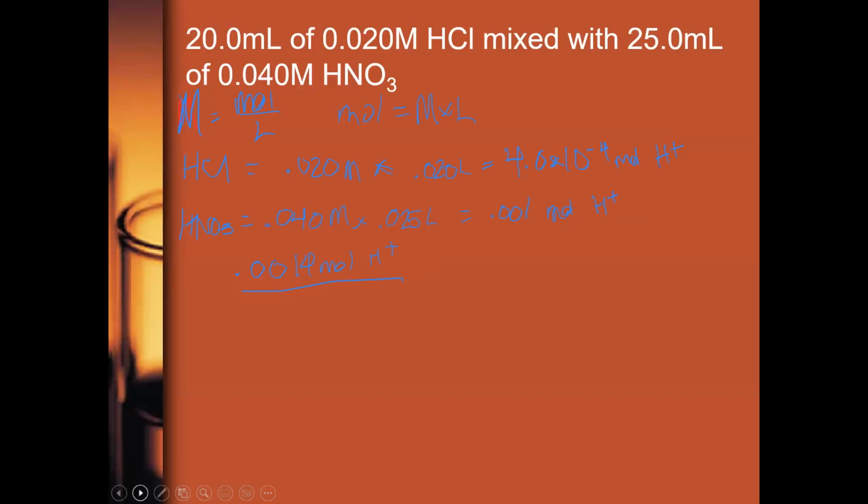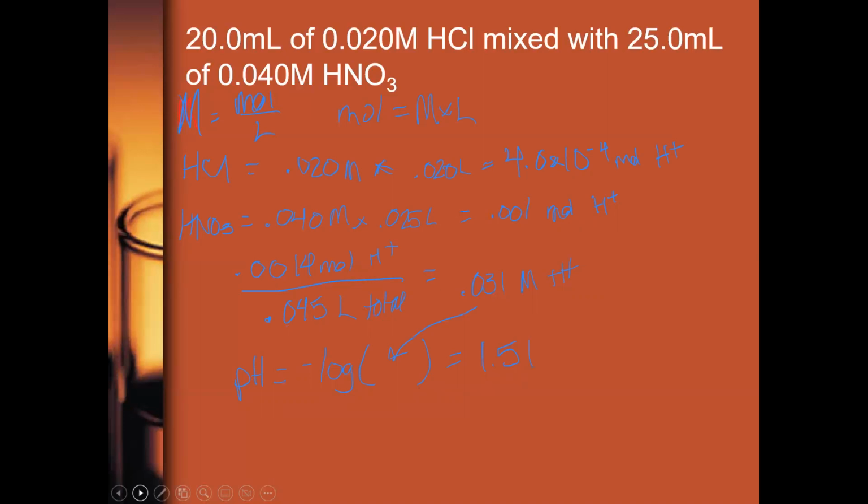So we combine 20 milliliters with 25 milliliters, which is a total of 45 milliliters. So that's 0.045 liters total. So our concentration of hydrogen is 0.031 molar hydrogen ion. So to solve for pH, we would do the negative log of that value. And we get that the pH is equal to 1.51.